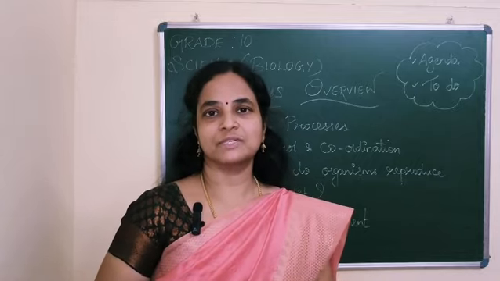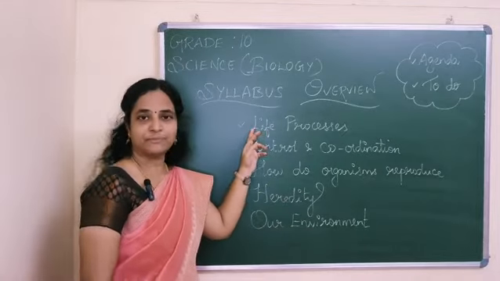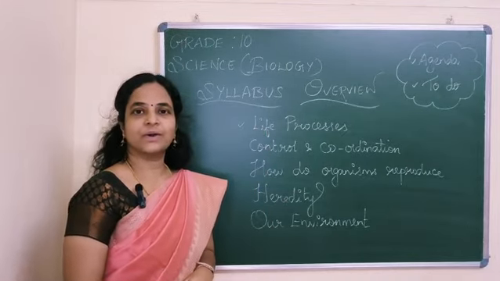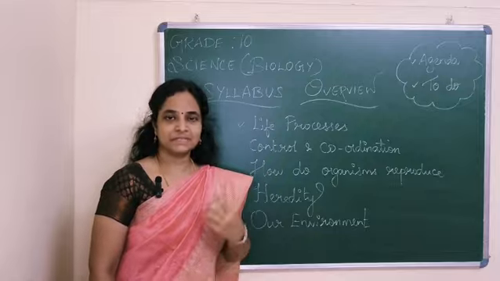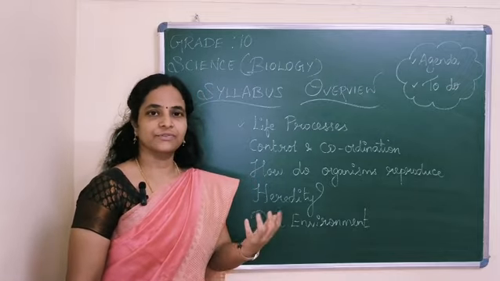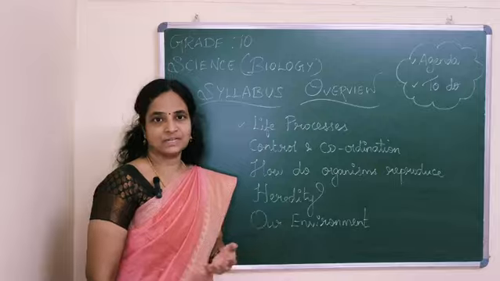So we have about 5 chapters. The first chapter is life processes. Here we are going to discuss a few life processes that take place in our body, as well as a few organ systems, how they work in our body.